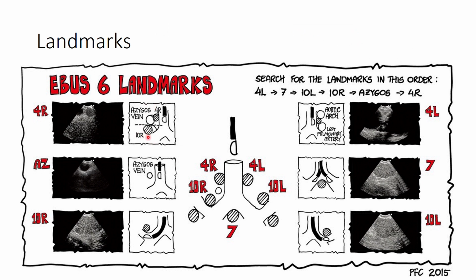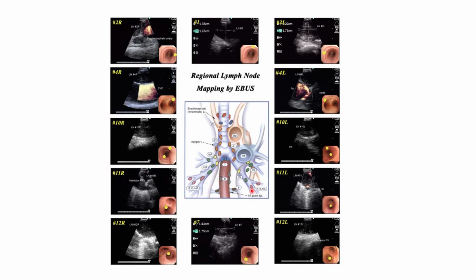So these are the 6 landmarks as we had discussed. For the 4R, we have the azygous vein over here. That's your azygous vein. Above this is the 4R and below this is the 10R, and on the left side this is your 4L and 10L. Above this will be the aortic arch, and this will be your pulmonary artery. This is a compilation of all the EBUS TBNA approachable nodes.